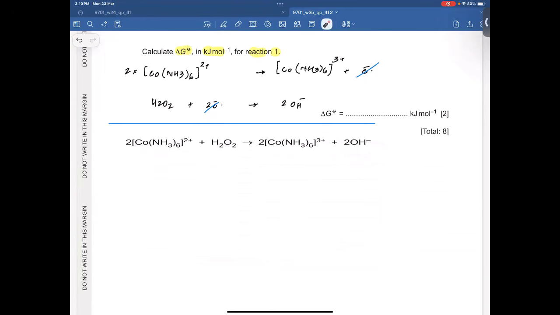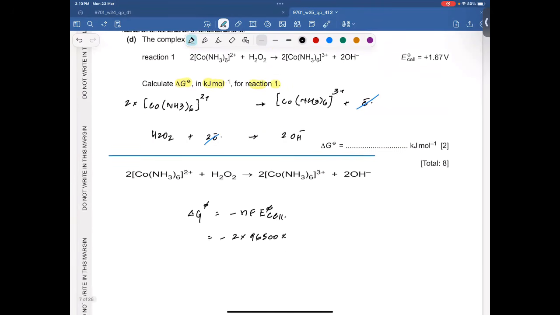So 2 electrons are lost and 2 electrons are gained, which is why the value of n is going to be 2. Let me write down the delta G naught expression. Delta G naught equals minus nF E naught cell. The value of n is 2. F is 96500, given in the constant table at the end of this paper.